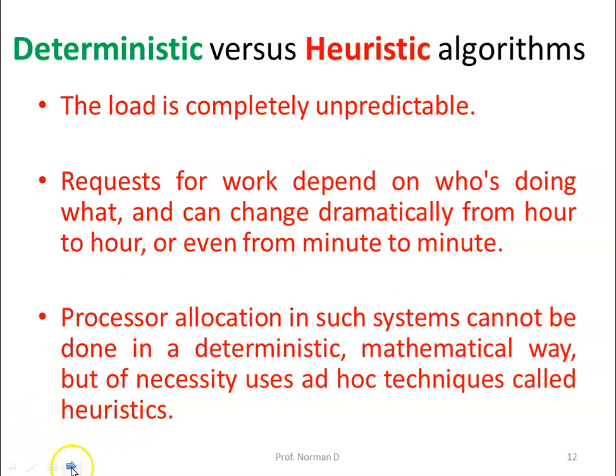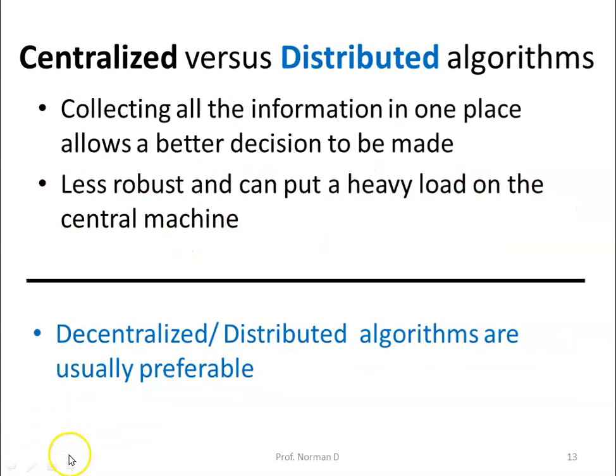Now moving on towards the next issue, that is centralized versus distributed algorithms. Collecting all the information in one place allows a better decision to be made, but it is less robust and can put a heavy load on the central machine. Whereas the decentralized or the distributed algorithms are usually preferable, but some centralized algorithms have been proposed for lack of suitable decentralized alternatives.